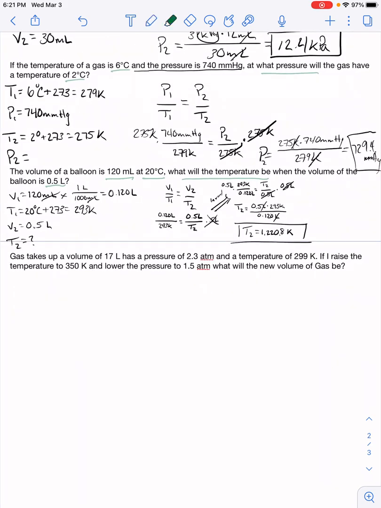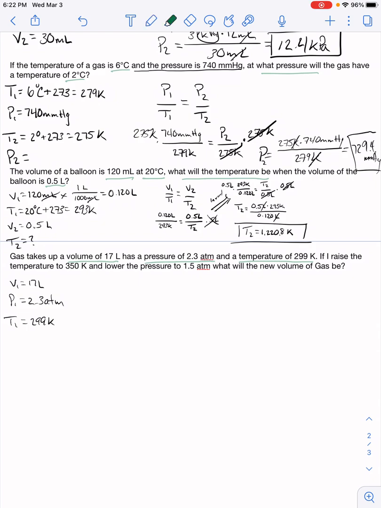So the first 3 problems, I held one thing constant. In my last problem, I haven't left anything constant. I only have one unknown from the combined gas law. So here we have a gas that takes up a volume of 17 liters at a pressure of 2.3 atmospheres with a temperature of 299 Kelvin. So my initial set of circumstances: volume 1, 17 liters, pressure 1, 2.3 atmospheres, and temperature 1 of 299 Kelvin.